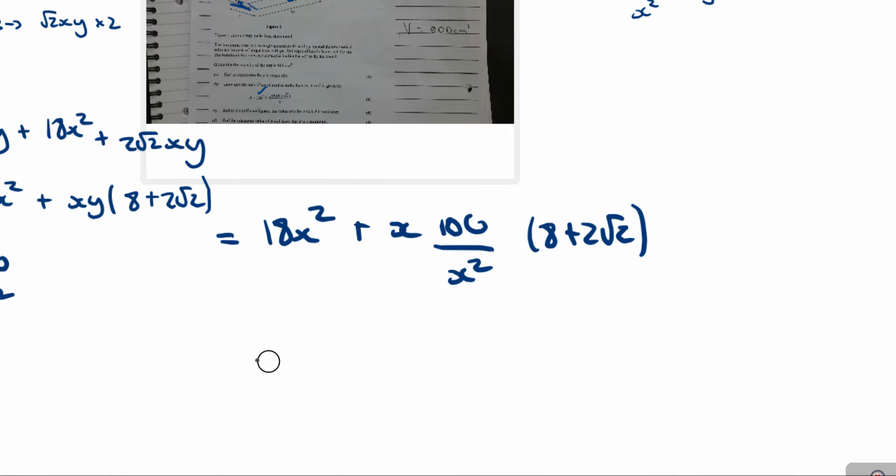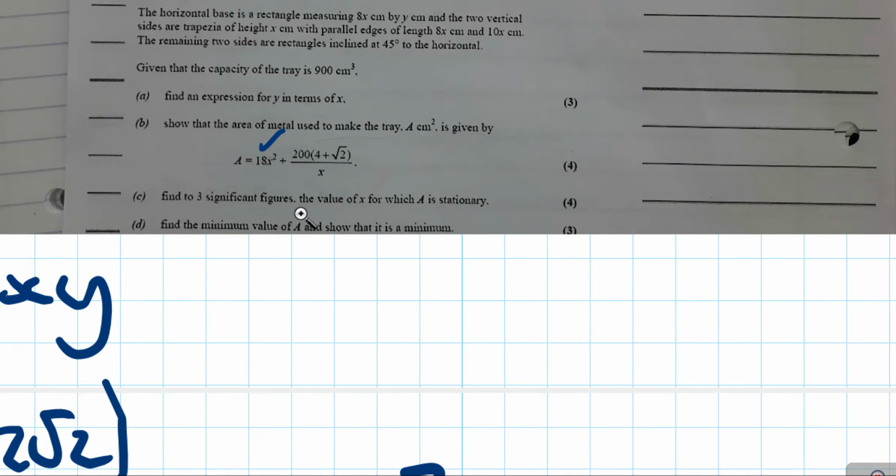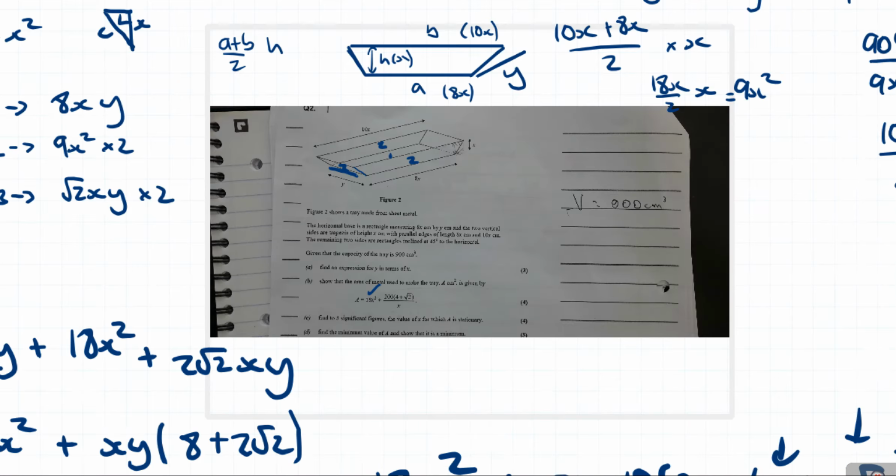From here we can cancel out one of the x's, so that's going to be 18x², and we know that's going to be x at the bottom. And we can also take out a factor of 2, because we've got a factor of 2 from the 8 and a factor of 2 from the 2√2. So we could take the 2 outside and multiply that by 100, which is the number we've got outside here. So it's going to be 200 times (4 + √2). And that will give us our final answer: 18x² + 200(4 + √2)/x.